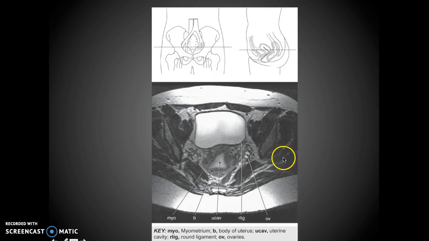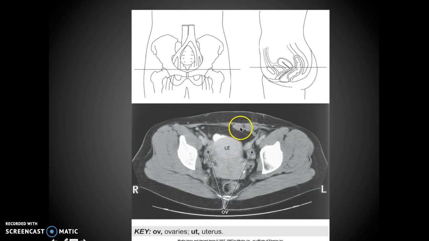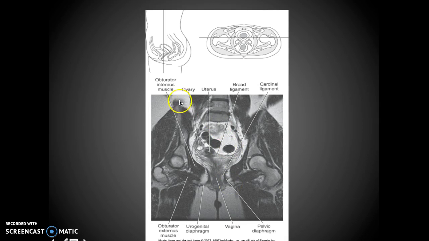greater trochanter. Your ovary, your round ligament, your uterine cavity with the body, and you have your myometrium all the way around. And your ovaries, there's a little cyst on that one. Here's your uterus and your rectum back here. Looking here is your obturator internus, your ovary. Here's the little teeny uterus. This person's never had a kid. And your broad ligament coming across.